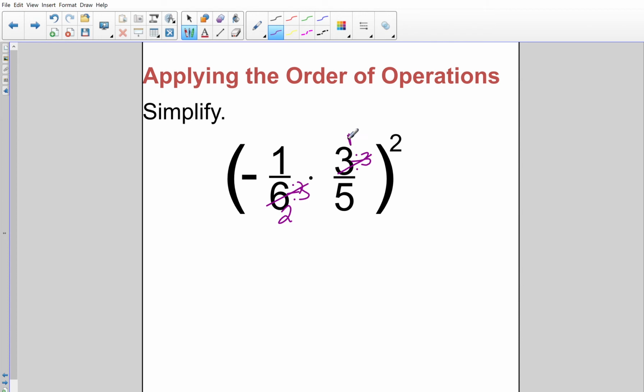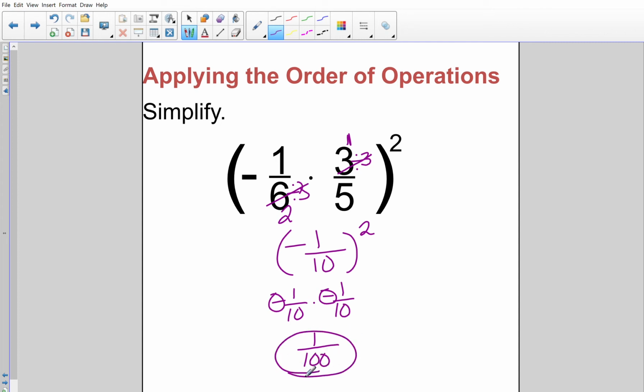So when I multiply, and again, I'm not using the exponent yet, I've got to work inside, I've got a negative 1 over 10. So this is now going to be squared. So that means I've got a negative 1/10 times a negative 1/10. Those two negatives are going to create a positive, and I've got 1 over 100. Okay?